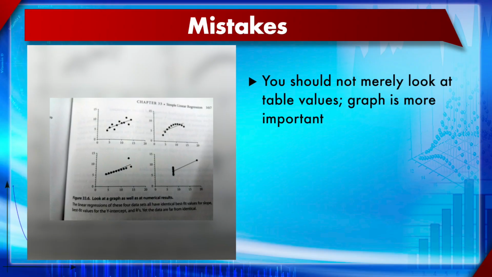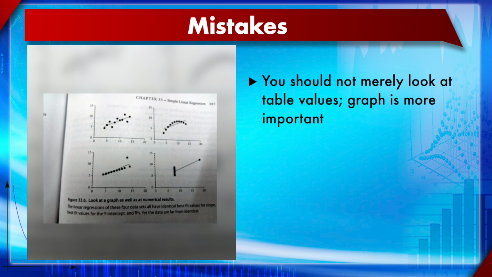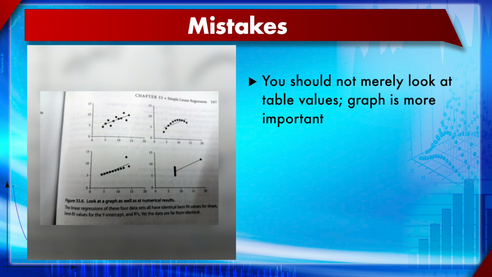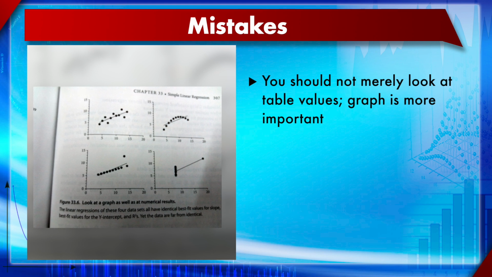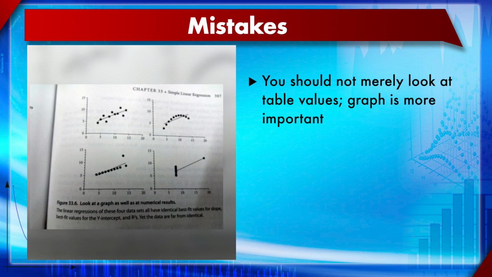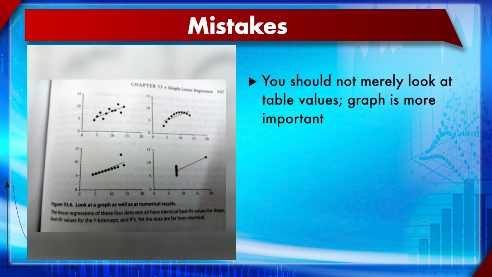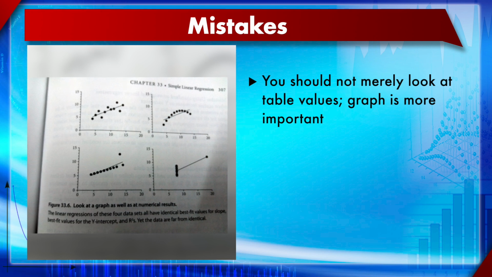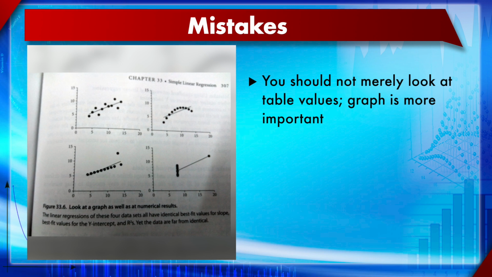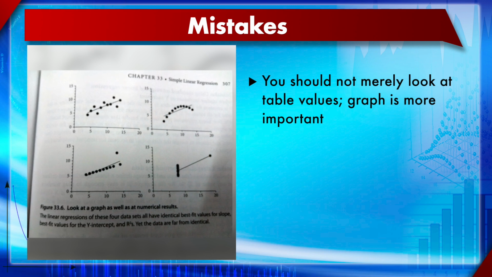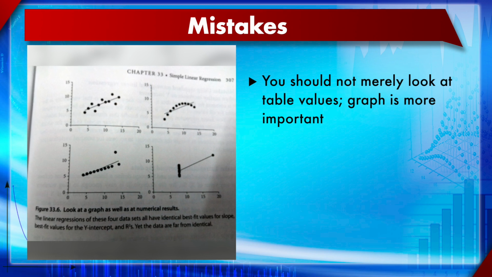You should not merely look at the table values. The graph is more important. It's always better to look at the graph to see that it's more or less Gaussian around the line. If it is not a Gaussian distribution around the line, then linear regression is incorrect. In this case, you can see the 4 quadrants: only the top left is perfectly fine for a regression, while the top right is non-linear for sure, the bottom left has a few outliers, and the bottom right is probably a log normal. It doesn't look like a normal distribution at all.